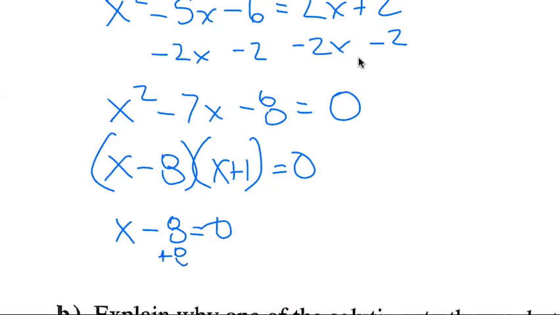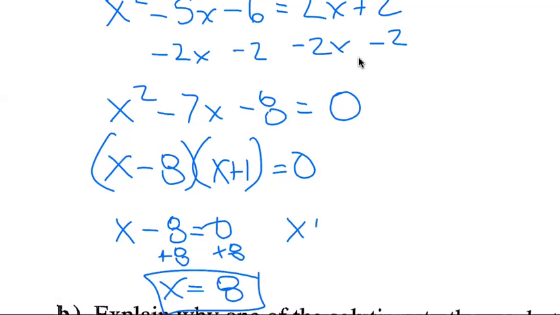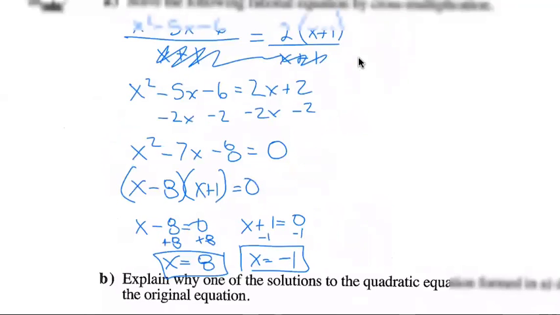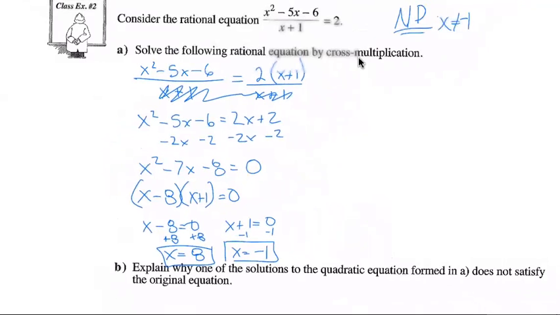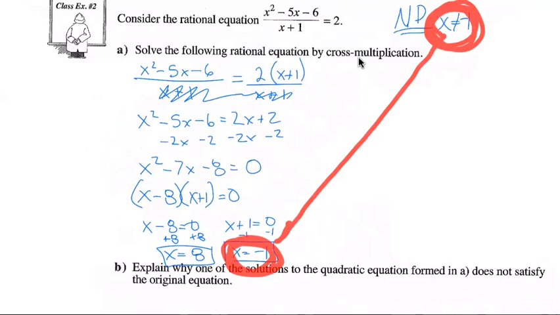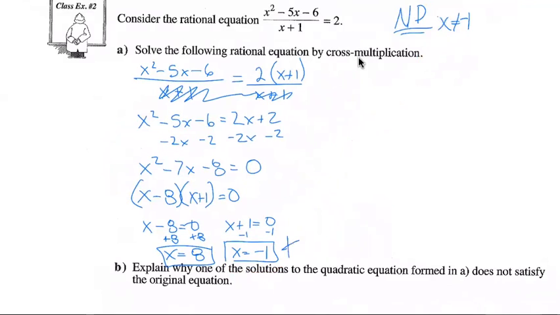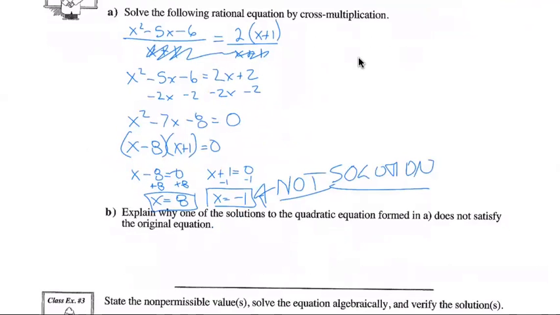So I'm going to add 8, x equals 8. And then x plus 1 equals 0, going to subtract 1, x equals -1. Except that, notice that this solution, x equals -1, is a non-permissible value. That means that I don't have to worry about verifying this -1. It's not a solution. So although we calculated for it, we don't have to worry about it.